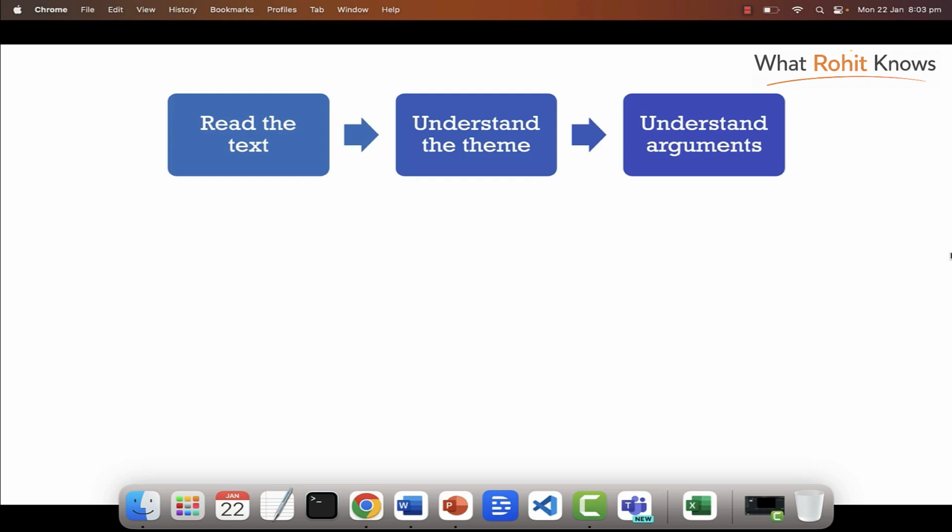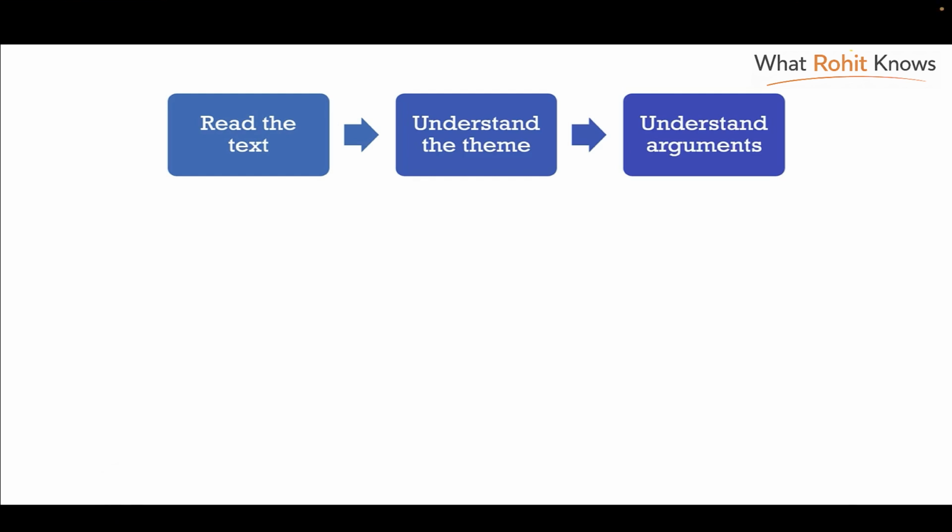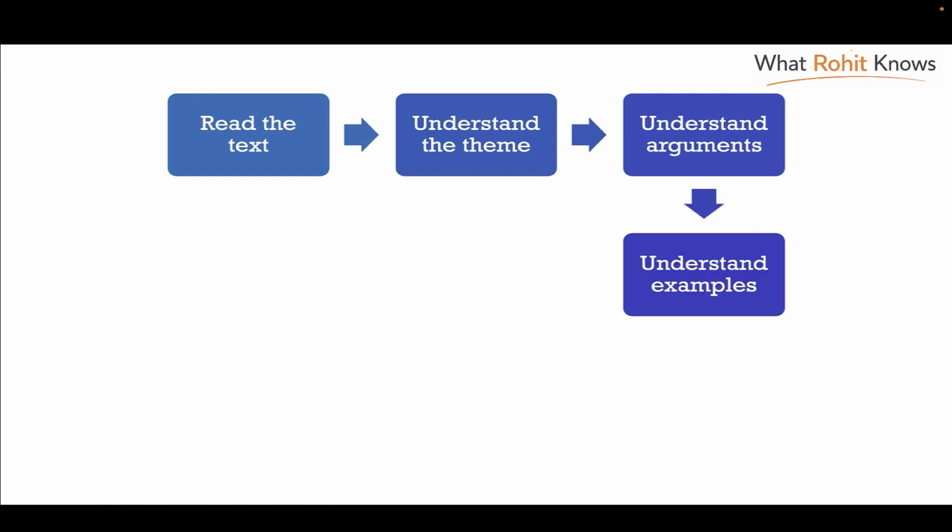And these are what you call the key points, something that expresses the opinion of the writer or something that the writer is trying to convince you about. So those are the arguments. After that, you have to understand the examples. Why do you need to understand the examples? So that essentially to ignore them.